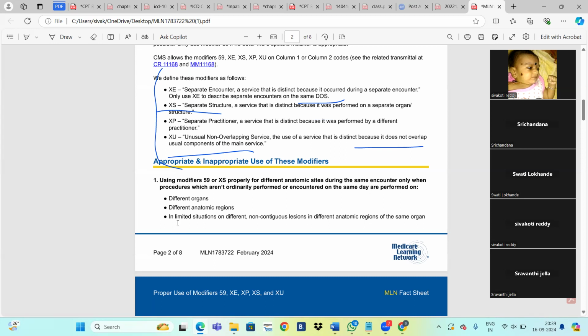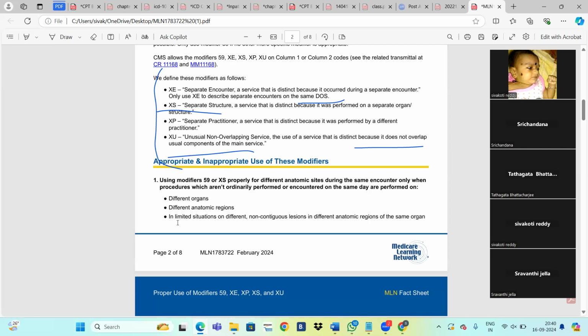Generally, while coding you will mostly use the XU modifier, right? Correct. Sir, can you explain XC once? Should I use that for an E/M code or a CPT procedure code?